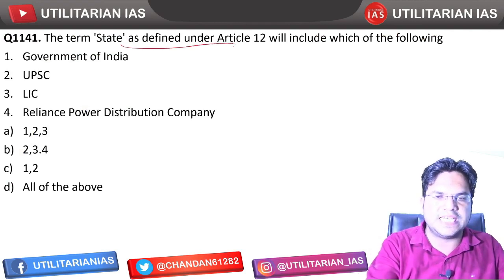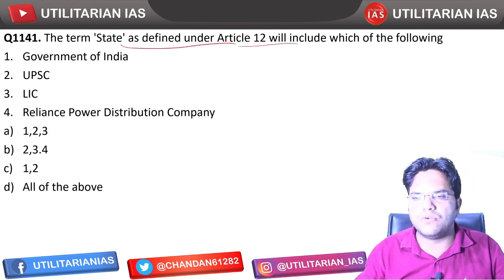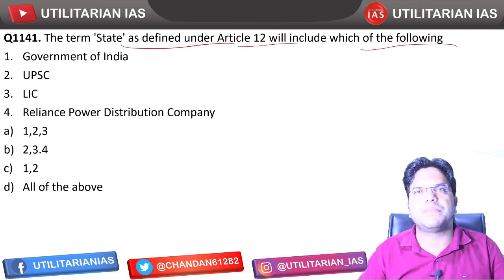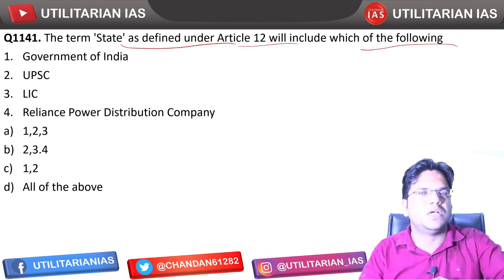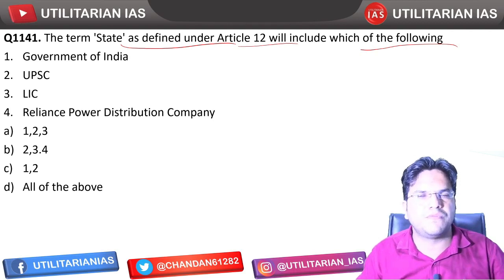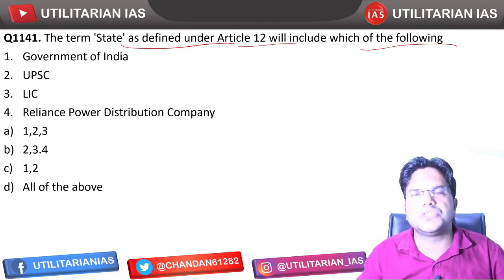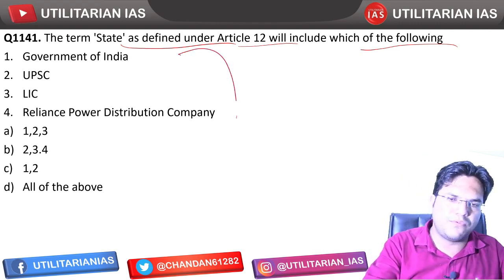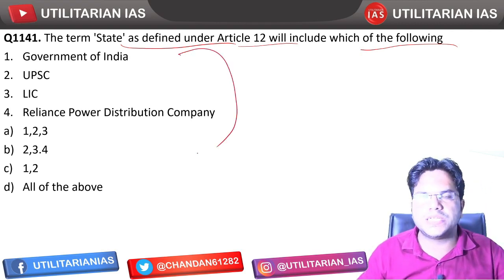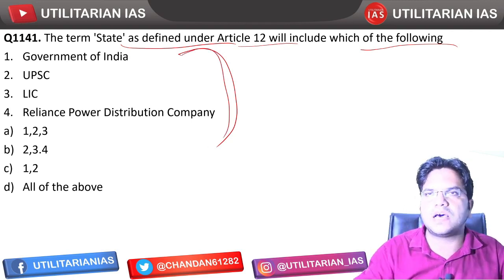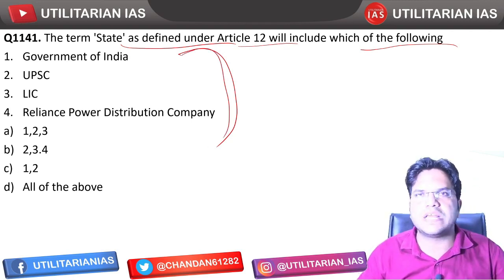The term state as defined under Article 12 will include which of the following? So you already know that Article 12 is part of Part 3 of the Indian Constitution, the first article in Part 3, right? So what does Article 12 deal with? The definition of the state. There are four entities given, and we have to identify which of the following entities are part of the state, or can be described as state as per Article 12.